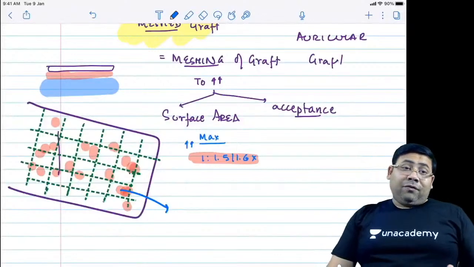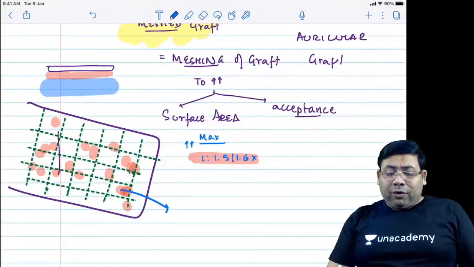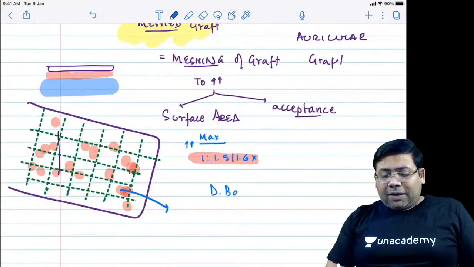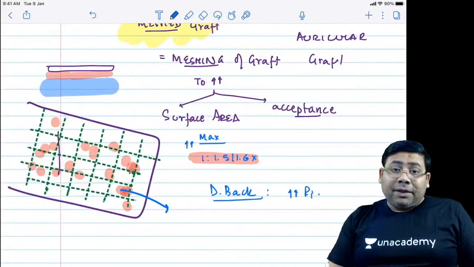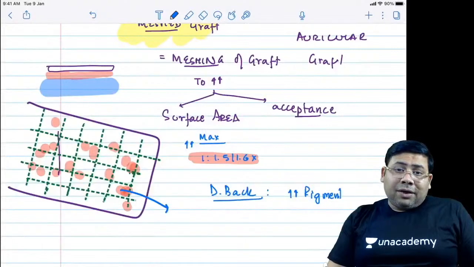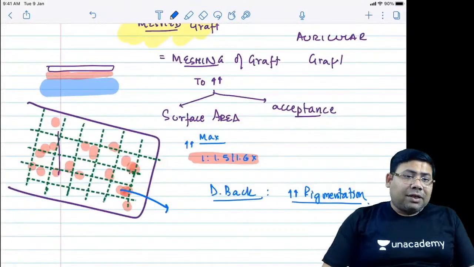So now everyone will be happy, sir, every graft we will do this. The drawback is, what is the drawback? There is increased pigmentation. Increased pigmentation is a big drawback of this.